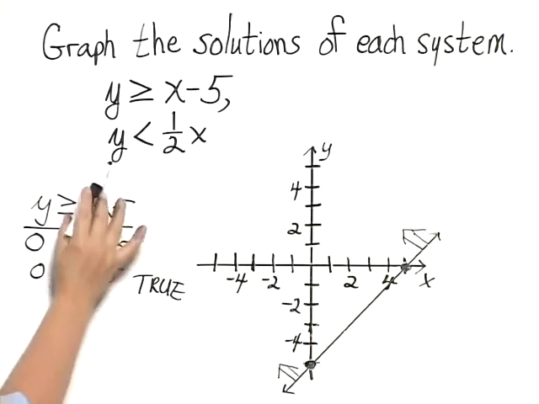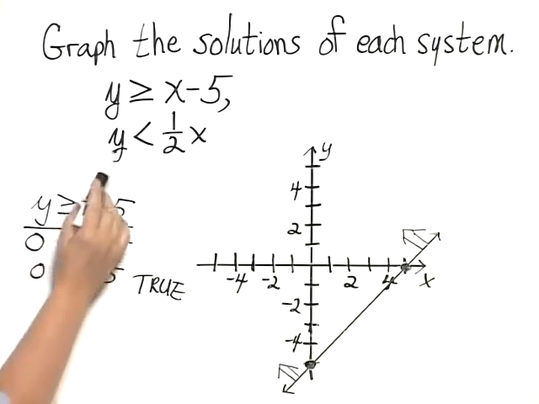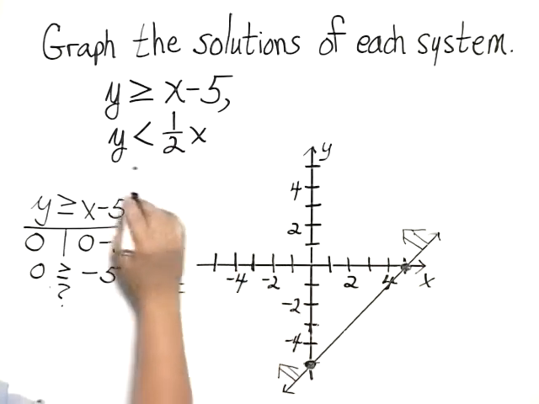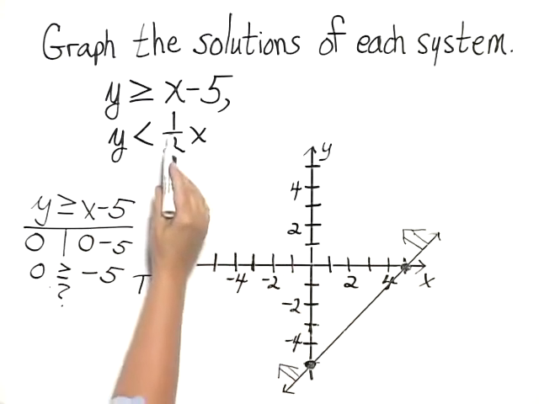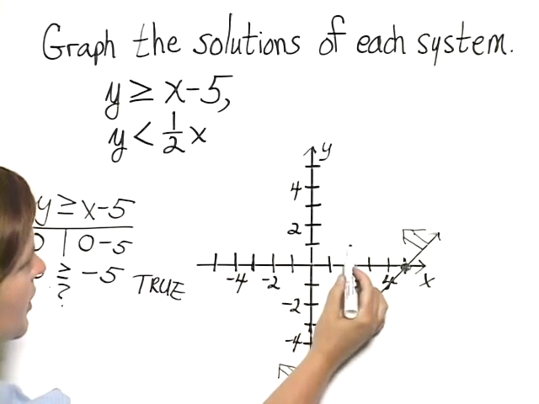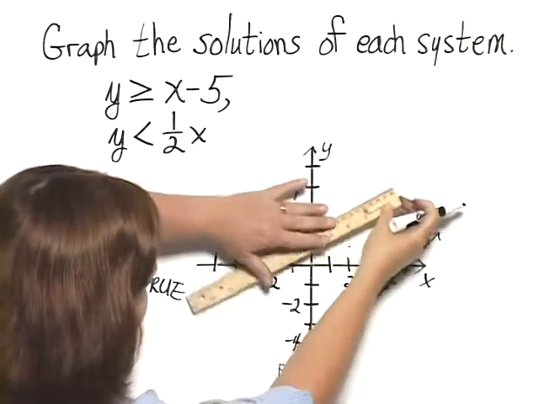Now let's look at the next part here. y is less than 1/2 x. We graph the line y equals 1/2 x, and we graph that with a dashed line because this inequality symbol is less than, not less than or equal to. The point (0, 0) is a point on the line for this one, and it has a slope of 1/2, so we can count up 1 and over 2, and we can draw this as a dashed line.